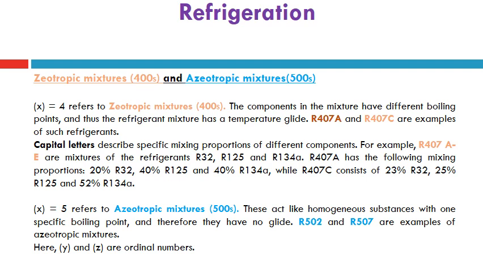Then we will switch to azeotropic mixtures of the 500s, which have the X number equal to 5, which refers to the 500 series. These act like homogeneous substances with one specific boiling point, and therefore they have no glide in the temperature. So R502 and R507 are examples of azeotropic mixtures. Here Y and Z are ordinal numbers.